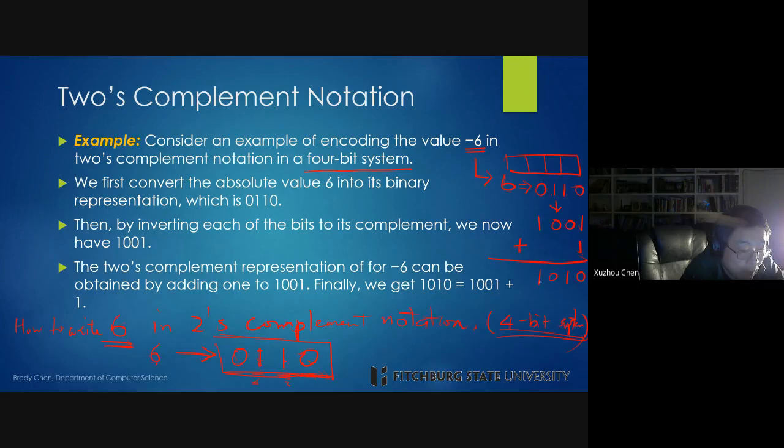So the two's complement notation for -6 is this. The two's complement notation for 6 is 0110, and the two's complement notation for -6 is 1010. Just follow the rule.